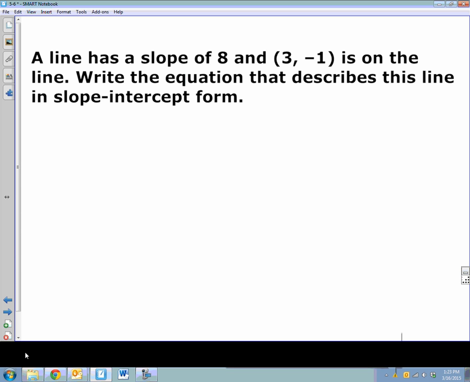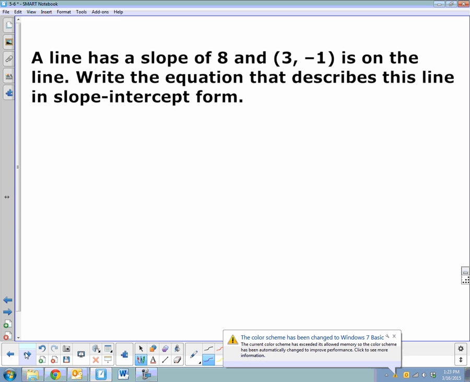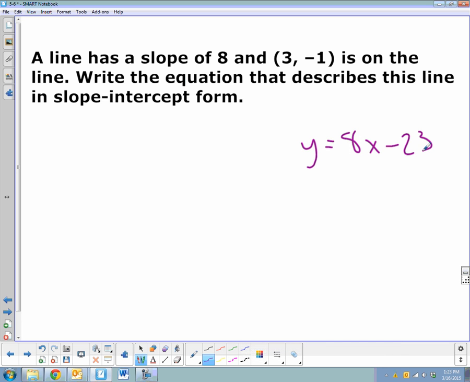I'm assuming you paused it. I'm assuming you tried it on your own. I'm going to write down the answer. And again, if you don't get the answer right, make sure that you watch the video that goes with it. y equals 8x minus 23. Or you could write y equals 8x plus negative 23. Same thing. So either one of those is the correct answer.